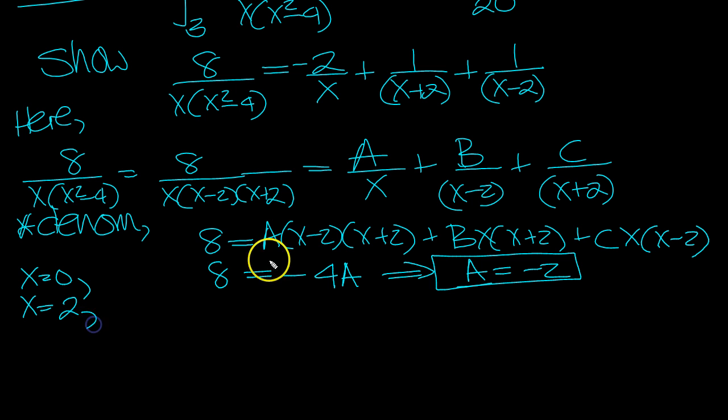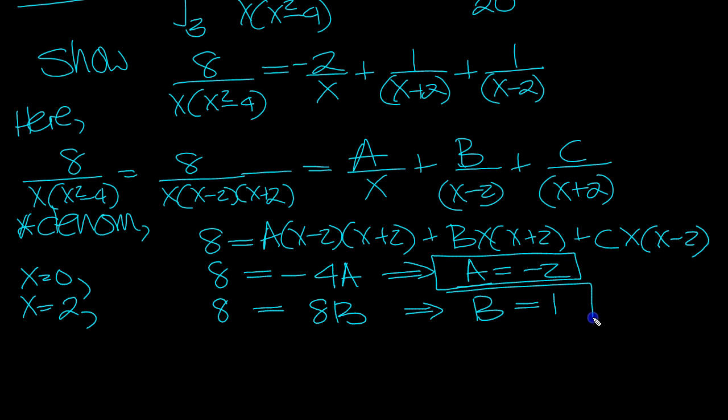X equals 2 is the next good value to put in, say. This will be 0, this one will be 0, this will be 4 times 2. 4 times 2 is 8, 8b. So b is 1. 8 over 8 is 1. That's b. X equals minus 2 next is the last value we need to put in. This will be 0, and this will be 0. This will be non-zero. 8 again equals minus 2 times minus 4 is plus 8. C equals 1.